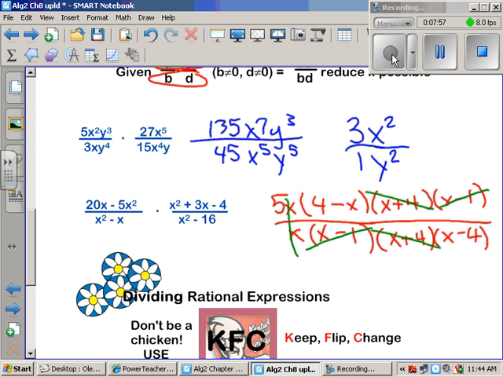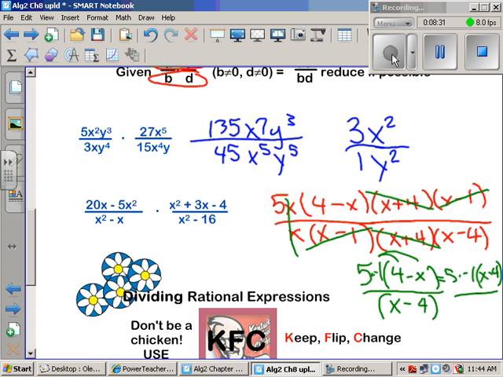This would become, if I multiply through by negative 1, negative 4 plus x. Isn't that what that is? Negative 4 plus x, or x minus 4. So what I've got left so far is 5 times 4 minus x over x minus 4. But if I multiply through by a negative 1, I get 5 times negative 1 times x minus 4 over x minus 4. Now, these cancel.